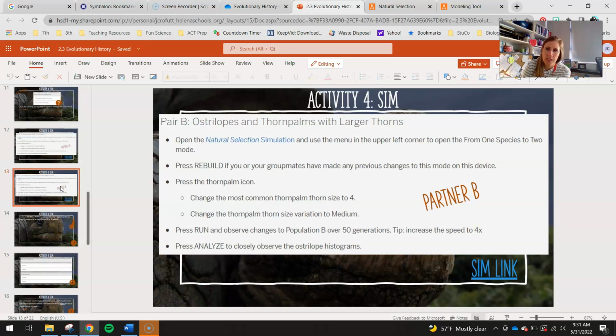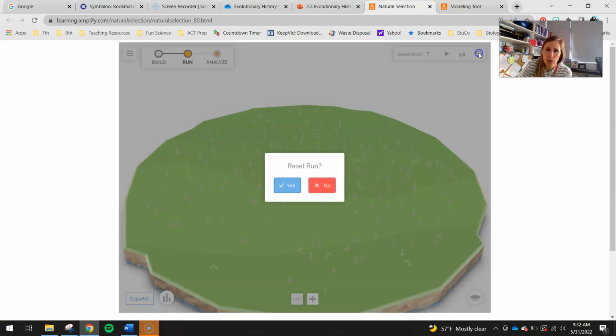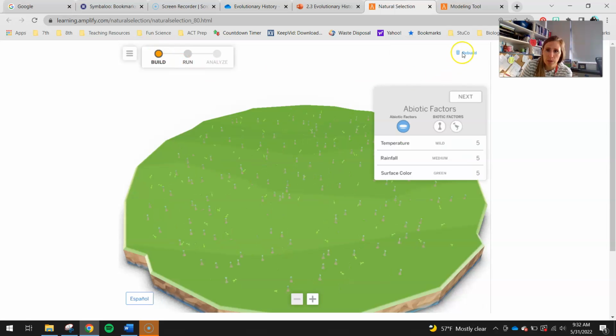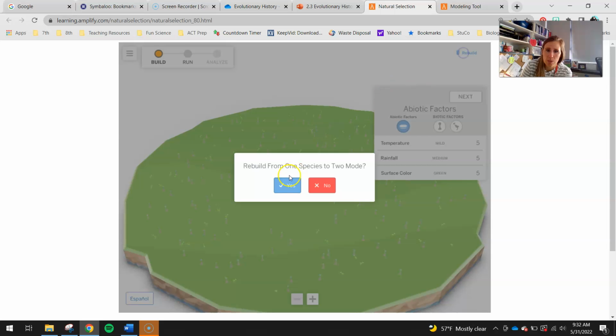So again, you're going to open the sim. You will make sure you're in the 1 species to 2, which we're already in right now. So we're going to go ahead and reset this. Okay, we're also going to hit rebuild. Okay, we don't want to have our changes to our population be the same.